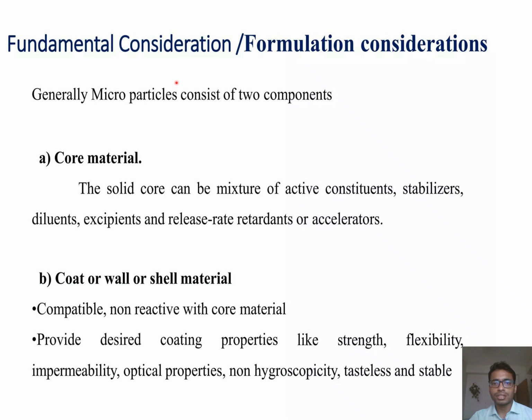So, fundamental or formulation considerations for microencapsulation. Generally, microparticles consist of two components. One is core material, another is coat or wall or shell material. So core material, solid core can be a mixture of active constituents, stabilizer, diluent, excipients, and release rate retardants or accelerators. Coat or shell material: compatible, non-reactive with core material, provides desired coating properties like strength, flexibility, impermeability, optical properties, non-hygroscopicity, tasteless, and stable.